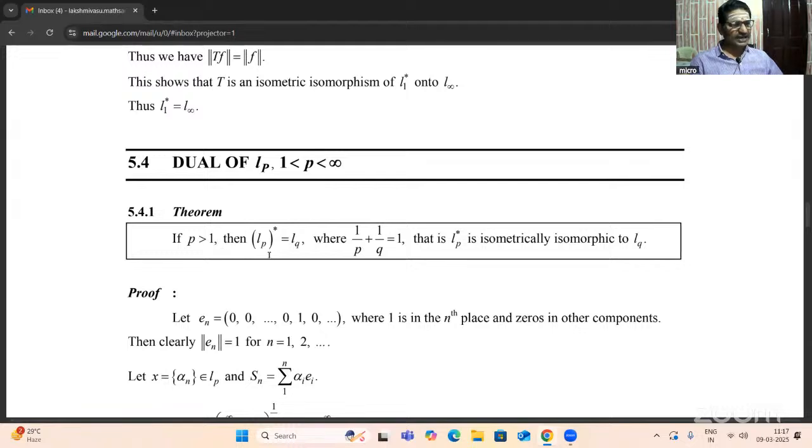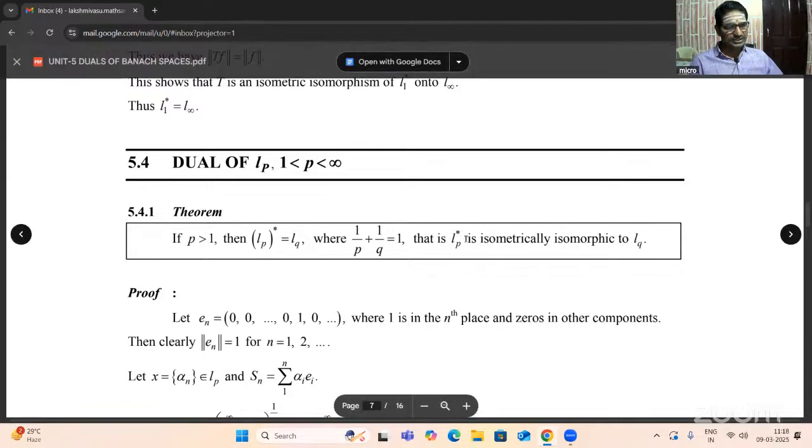If P is greater than 1, LP star equals LQ. The conjugate of LP equals LQ. Here the given condition is P is greater than 1. The Holder inequality condition is 1 by P plus 1 by Q equals 1, and this is the relation between P and Q: 1 by P plus 1 by Q equals 1. So the conjugate of LP is isometrically isomorphic to LQ. Suppose the examination is given either this one or this one, simply.